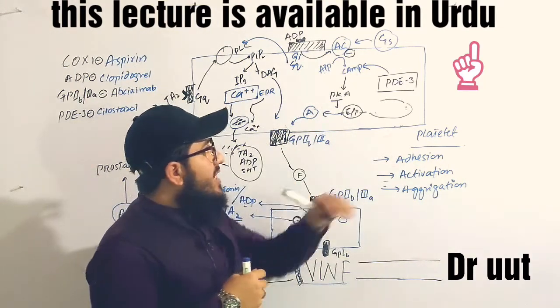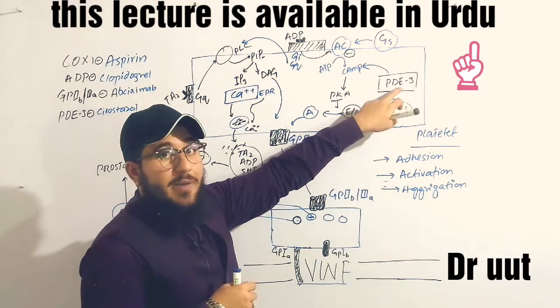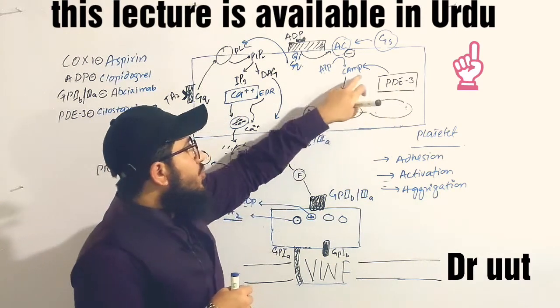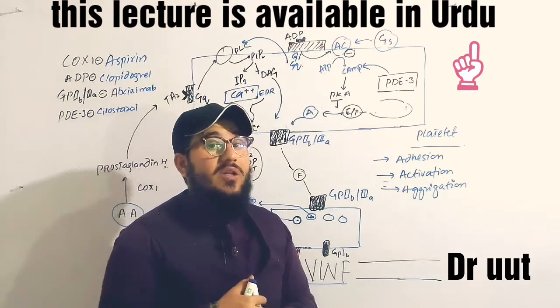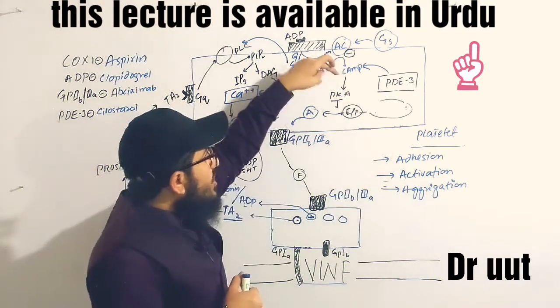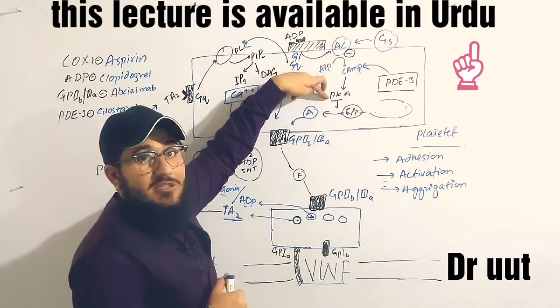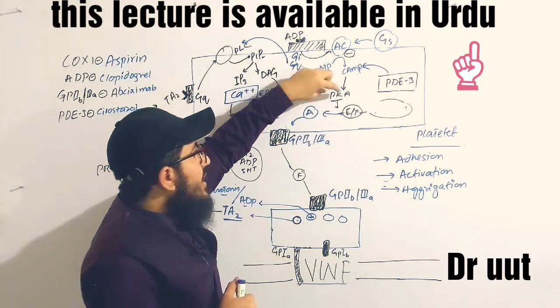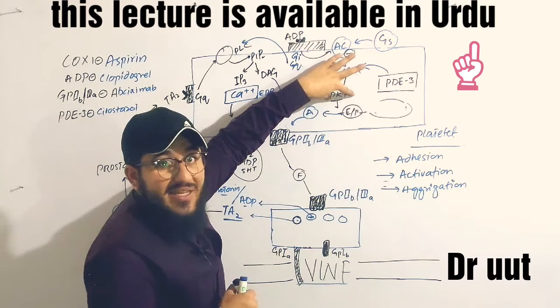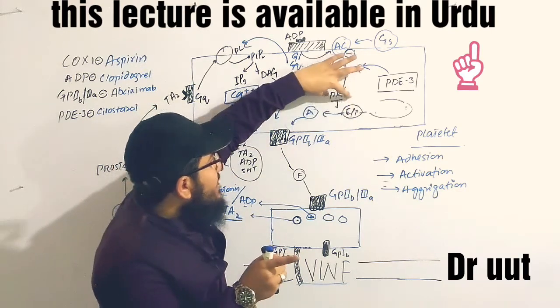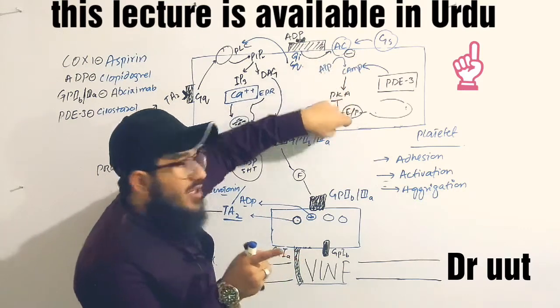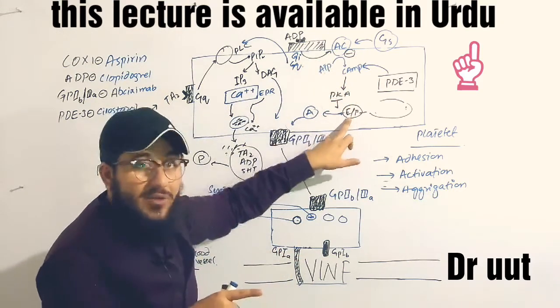And here we have another enzyme, phosphodiesterase type 3, which is responsible for breaking this cyclic AMP. And when this is broken, what is going to happen? When there is no cyclic AMP, there is no protein kinase activation. Protein kinases add inorganic phosphate to these proteins, so when they are not activated, these proteins are not phosphorylated. And you got the concept.